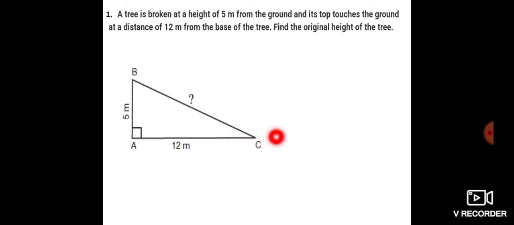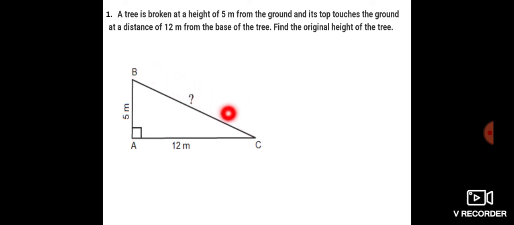The C means the top of the tree touches the ground. So, the original height means AB and BC. BC is the broken part. AB is now the height and it is broken at a 5 meter height. BC is the broken part of the tree. So, for finding the original height of the tree, we add the height 5 meter and BC.